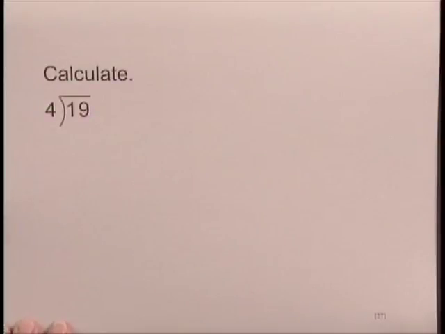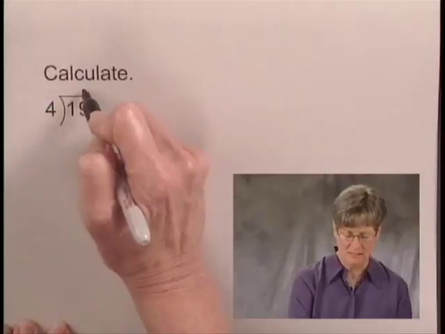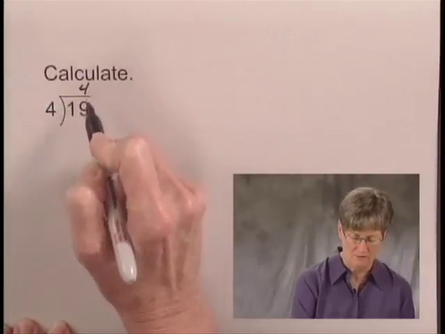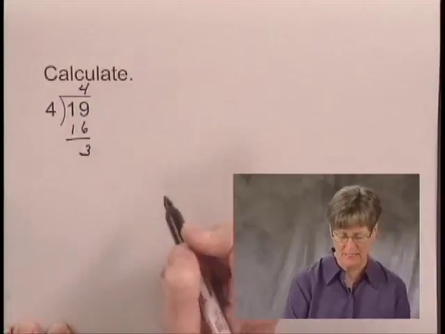We'll divide two whole numbers and we'll write a decimal for the result. The division that we're doing is 19 divided by 4. Now, 4 goes into 19 4 times. 4 times 4 is 16. When I subtract, I get 3.